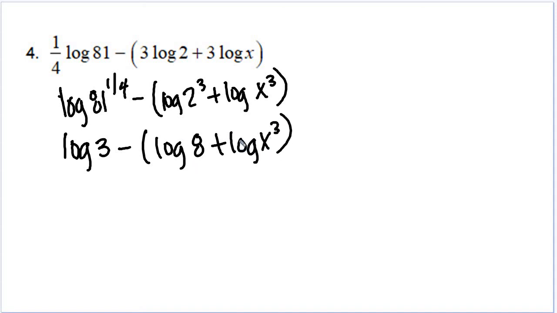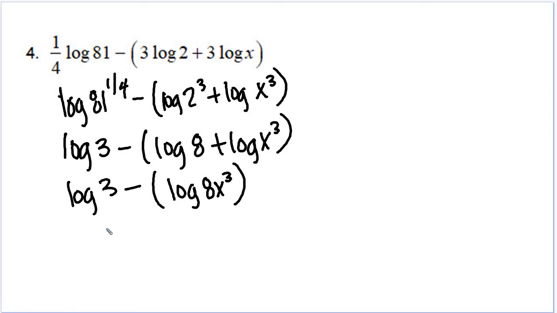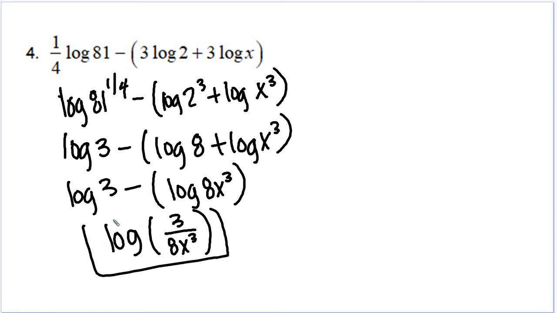Now I'm ready to do what's inside those parentheses. So I have log of 3 minus the product rule says when I add 2 logarithms, it's the single logarithm of their product. Okay, so that leaves me with subtraction, which is the quotient rule. So that's going to be 3 divided by 8x cubed. So again, much like expanding, you stop and you go, okay, do I have addition, do I have subtraction, or do I have a coefficient? And I don't, so I know that I'm done.